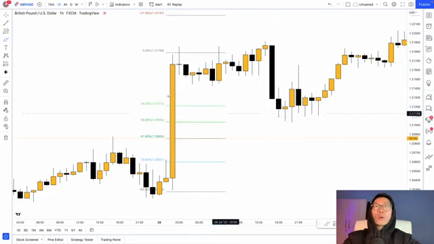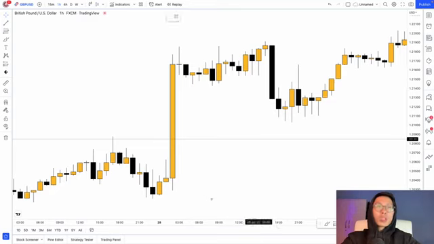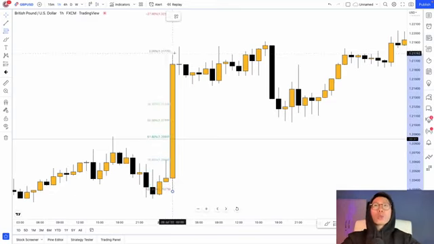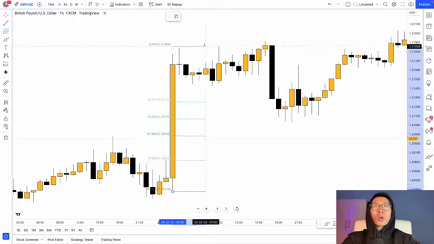So in this case, what I want to do is draw my Fibonacci. I will take out Fibonacci and drag it from the swing low all the way up to the swing high. Because this is the highest point right here, and this is the lowest point, drag it all the way up to the swing high.